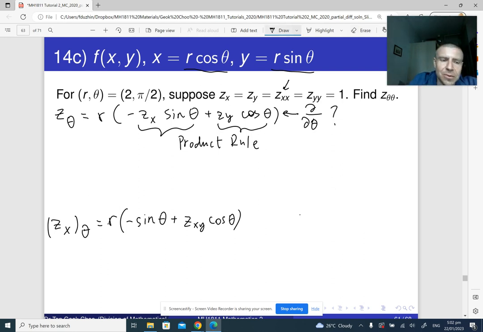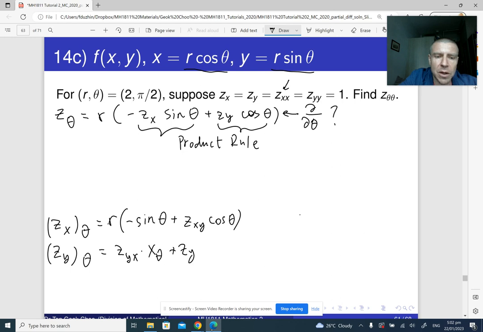Okay, so what is now zy differentiated with respect to theta? Basically, because of the same logic, this is going to be zy differentiated with respect to x times x theta plus zy differentiated with respect to y times y theta. All right, so what is that? zyx is really the same thing as zxy. What is the derivative of x with respect to theta? It's minus r sine theta. And zyy is 1, we know this. So plus 1 times, and what is y differentiated with respect to theta? It's just r cosine theta.